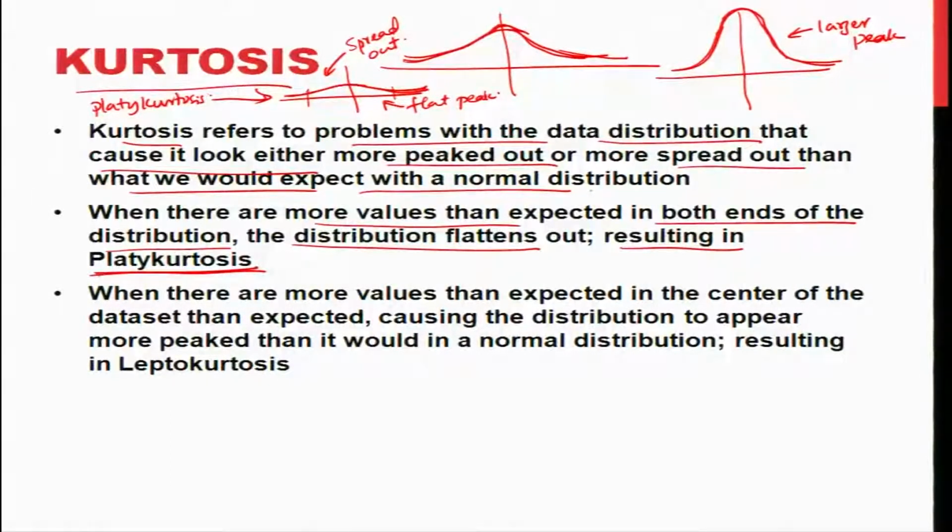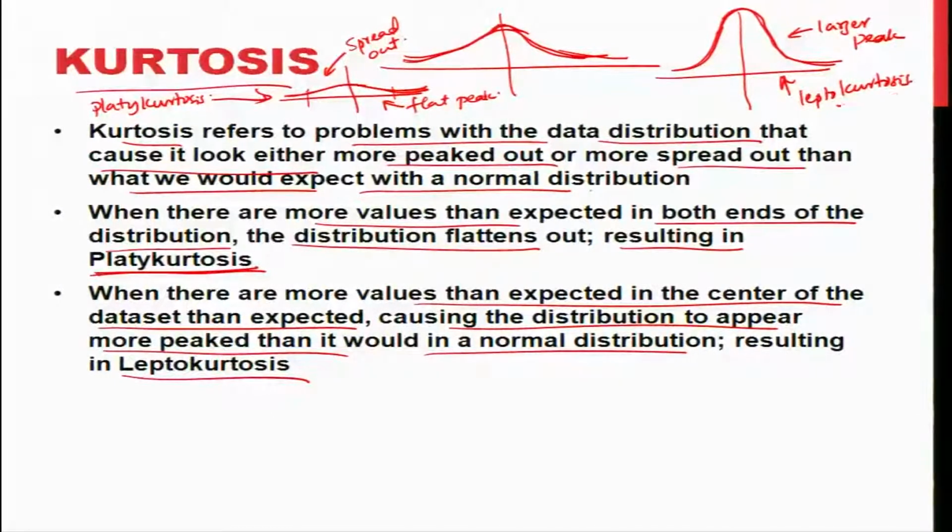When there are more values than expected at the center of the observations, the reverse is true. If more observations are found in the center of the data set than expected, it causes the distribution to appear more peaked than it should be, resulting in leptokurtosis. So, this is what is called leptokurtosis, where you find more than expected observations at or near the center of the data.